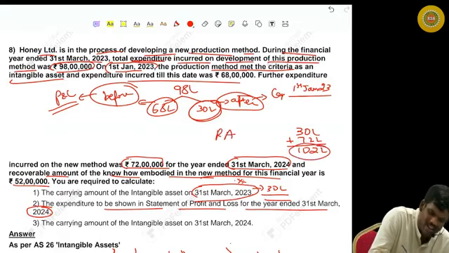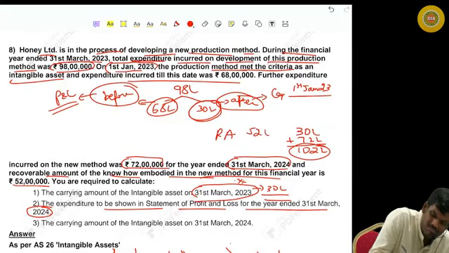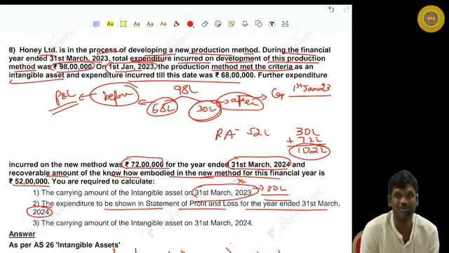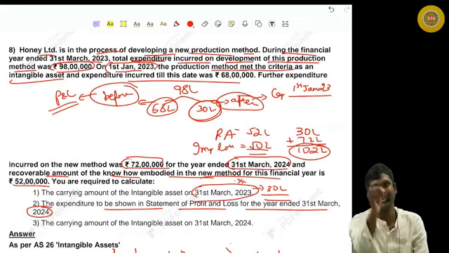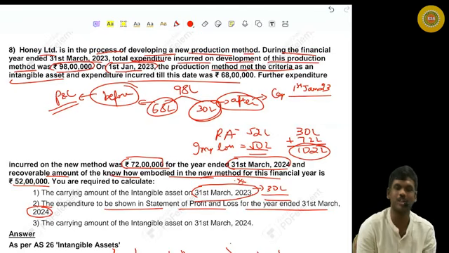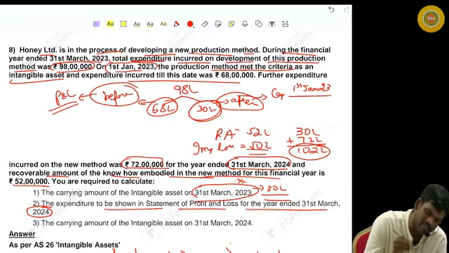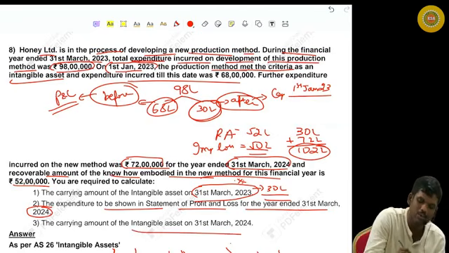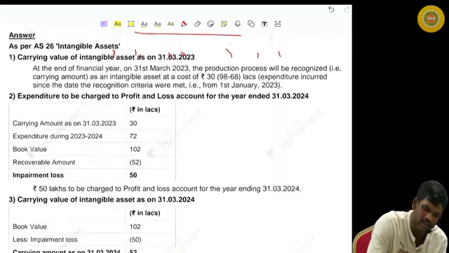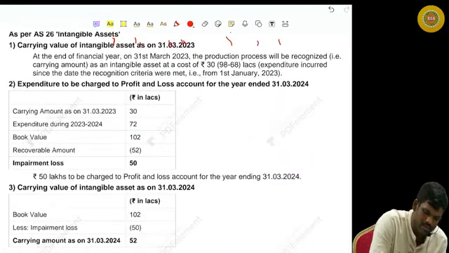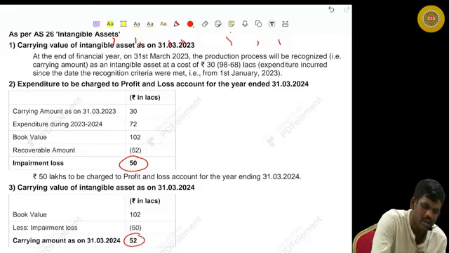Recoverable amount how much? 52. Carrying amount 1 crore 2 lakhs, recoverable amount 52 lakhs. That means there is an impairment loss of how much? 50 lakhs. This impairment loss of 50 lakhs should be charged to P&L, and after charging impairment loss, the carrying amount will be 52 lakhs. I hope you are very clear with that. So this is the impairment loss. This will be the carrying amount.